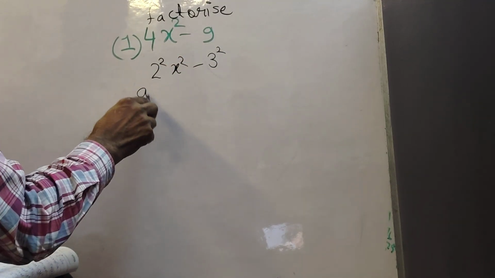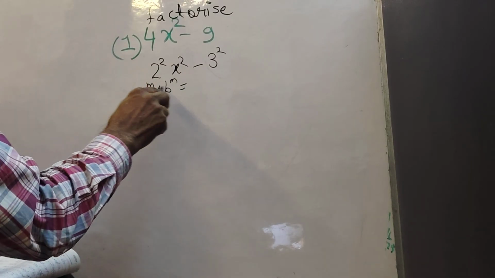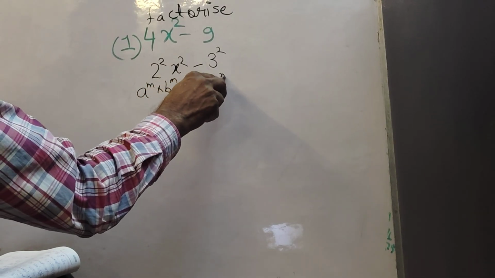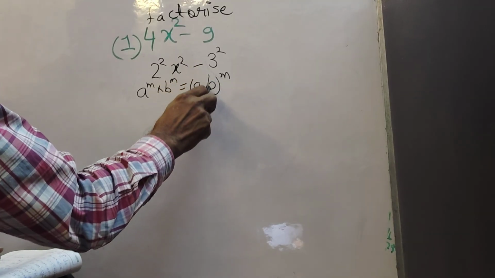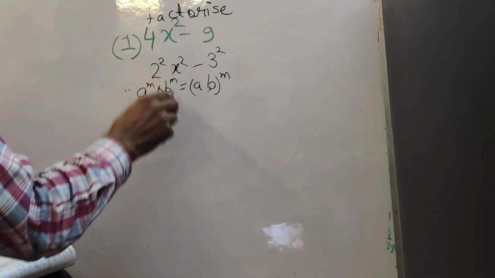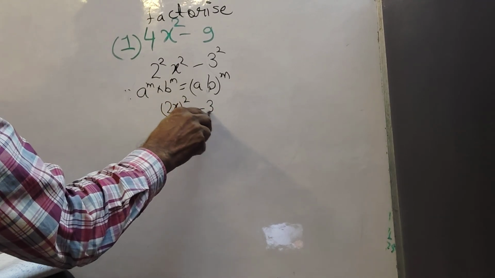Now there is the identity a raised power m into b raised power m. The power is the same and the bases are multiplied. So the base is written as ab power m. This power is taken as the common power. So 2x is written as 2x whole power 2 minus 3 square.